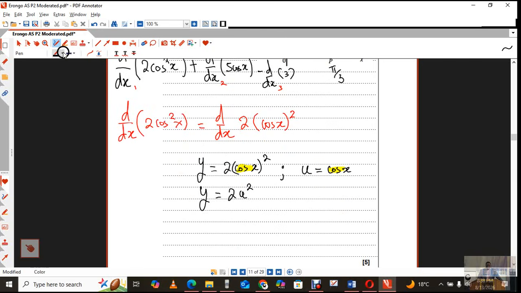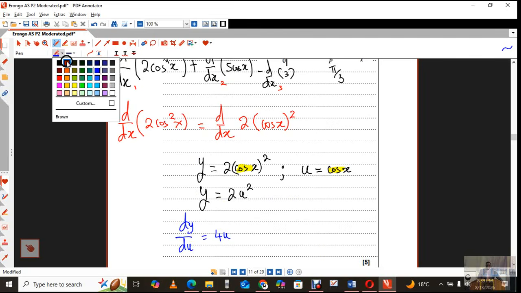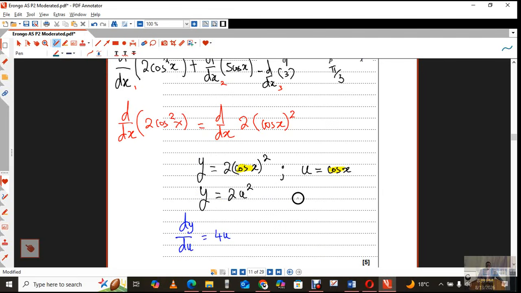Right, so I'm going to do this one here. Maybe I'd write it in blue. This is dy du. It's going to be 4u if I differentiate this one. Then this one, I can write it in a different color, maybe green. This is du dx. Now, the derivative of cosine is nothing but minus sine x. There we go.